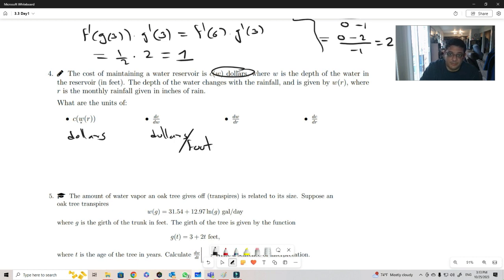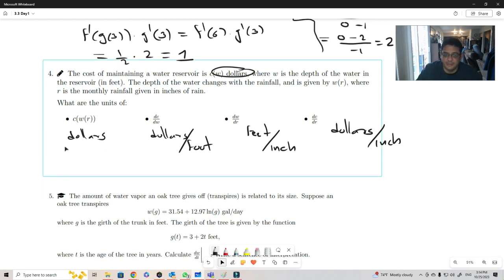This rate of change here is the rate of change of the depth of the water with respect to R, which is the monthly rainfall that is given in inches. So in this scenario, this is going to be feet, which is the units of W, over the units of R, which is inches, because we're measuring inches of rain. Now, the last one is a rate of change of a cost, which is measured in dollars, over R, which is a measure of inches of rain. So as you can probably guess, this is going to be dollars per inch. And so that's pretty much how the stating of these units goes.